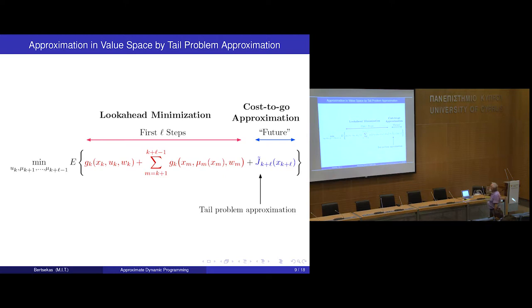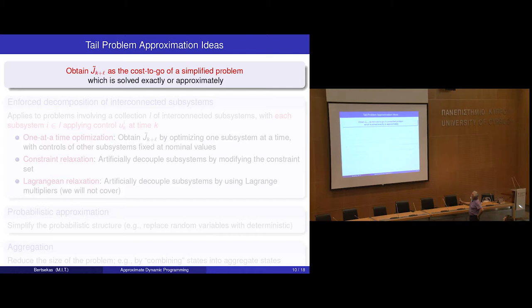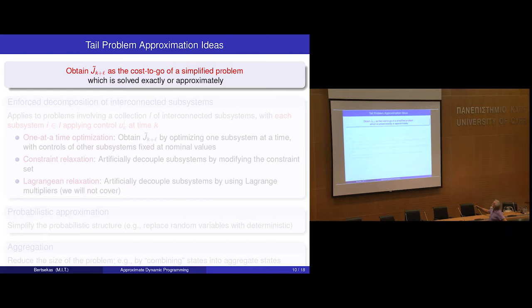Okay. So how do we simplify problems? Well, there are many ways to do that. If they involve coupled subsystems, you artificially decompose the subsystems. If they involve complicated nonlinearities, perhaps you replace them by linear approximations. If there are difficult probability distributions, you may simplify them or replace the stochastics with deterministic quantities. All of this stuff is part of this type of methodology and is used quite frequently and often with success. So we obtain here the cost-to-go approximation as the cost-to-go of a simplified problem, which we solve exactly or approximately.